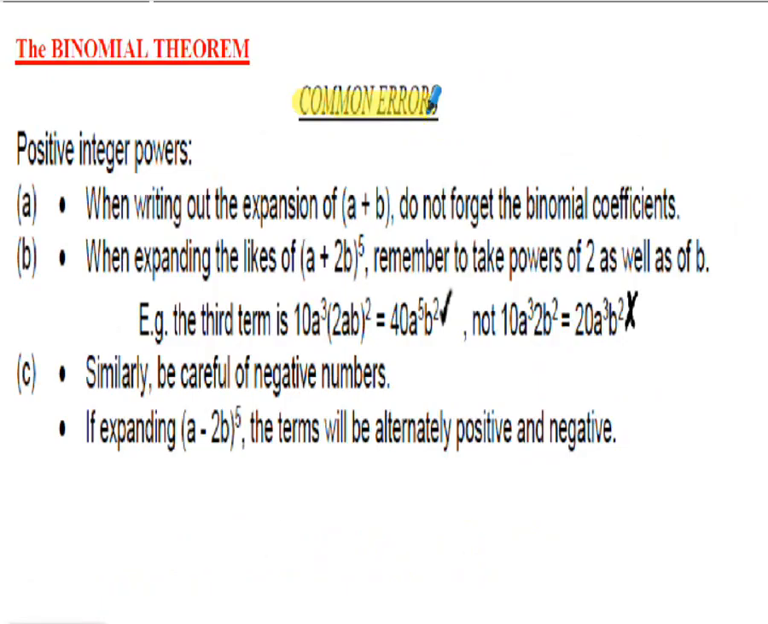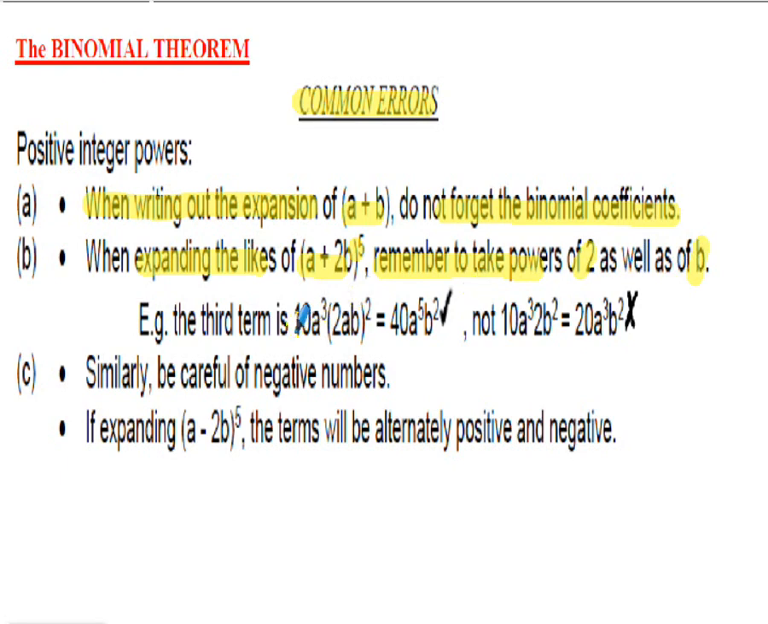Just some common errors that sometimes can occur. When writing out the expansion of a plus b, don't forget to include the binomial coefficients, numerical values, in your expansions. When expanding the likes of a plus 2b raised to the power of 5, remember to take powers of the 2, the coefficient, as well as the b.